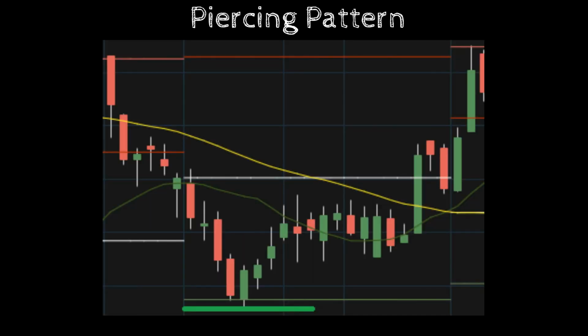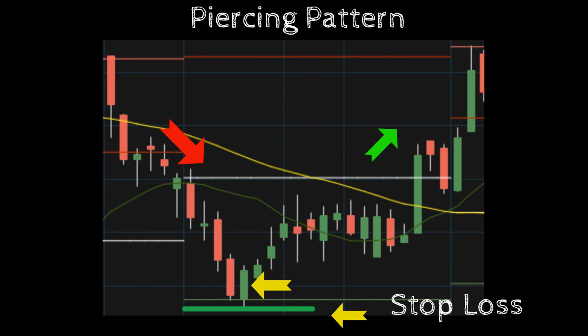Here is an example of piercing pattern. As you can see, the market was in a downtrend and formed a strong bearish candle on the end day of its bearish run. The bearish sentiment continued the next day and the market opened gap down. But now the bears started to lose control as the buying pressure intensified and the market closed deep into the red candle. Now the bottom of the two candles acts as support, and a trader can enter into the trade by keeping the stop loss just below the support.